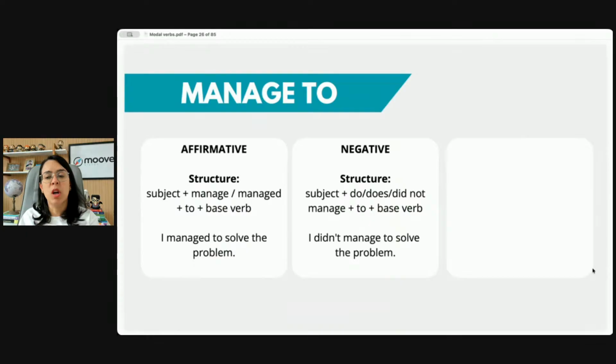In the negative form, use do not, don't, does not, doesn't, did not, didn't, plus manage plus to plus the verb in the base form. I didn't manage to solve the problem. He didn't manage to solve the problem. He didn't manage to finish the reports. She didn't manage to attend the meeting.